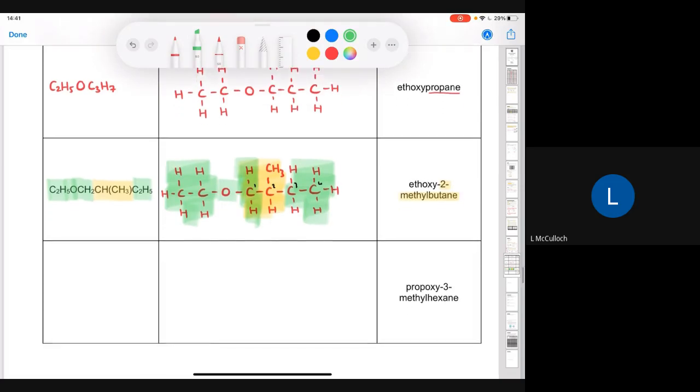So again, I'll give you a couple of minutes to have a go at drawing out the structure and doing the shortened structural formula for prop-oxy 3-methylhexane. I recommend that you draw really small because this is going to be quite a long ether. So I would definitely recommend drawing small in order to fit that in the box. And again, I'll give you a couple of minutes. So let's aim for 1444, and then I'll come back and show you the answers for those two, and then we'll continue on with the ethers.